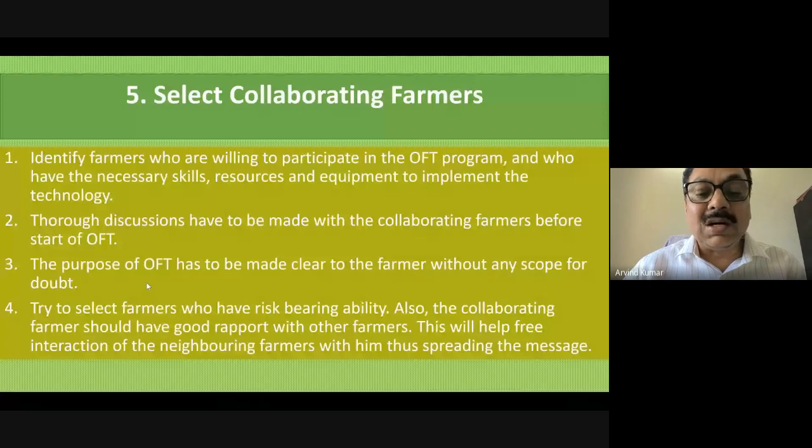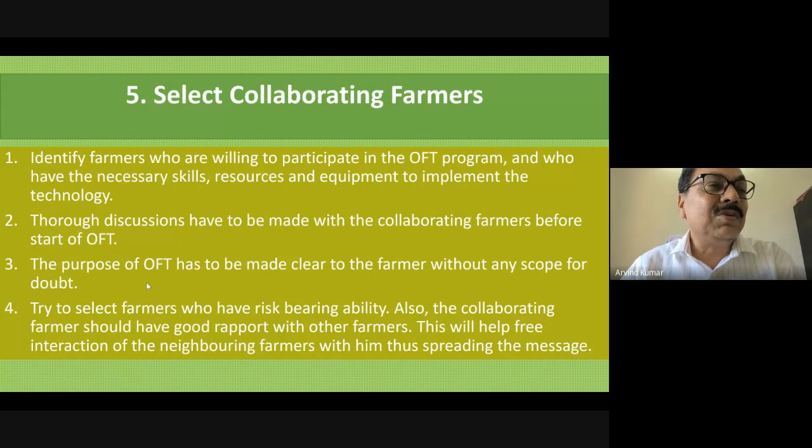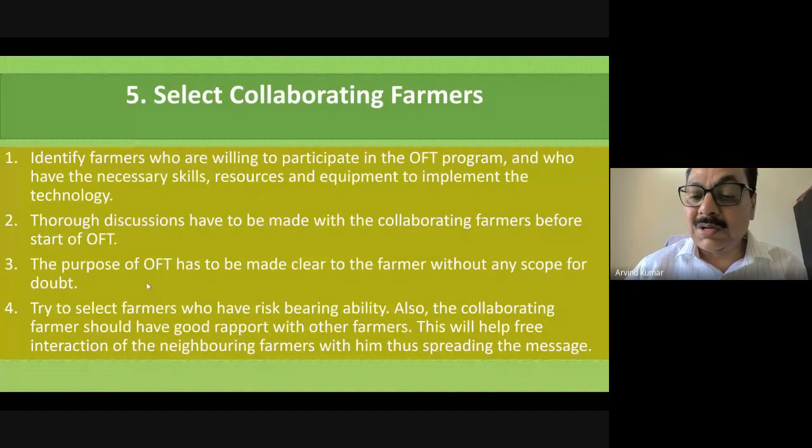So try to select farmers who have risk bearing ability, because it is essential. The crop may fail while you are testing the technology. Also, collaborating farmers should have good rapport with other farmers. It is essential, because if other farmers are well connected with him, then other farmers may follow if the technology testing is successful at his farm.